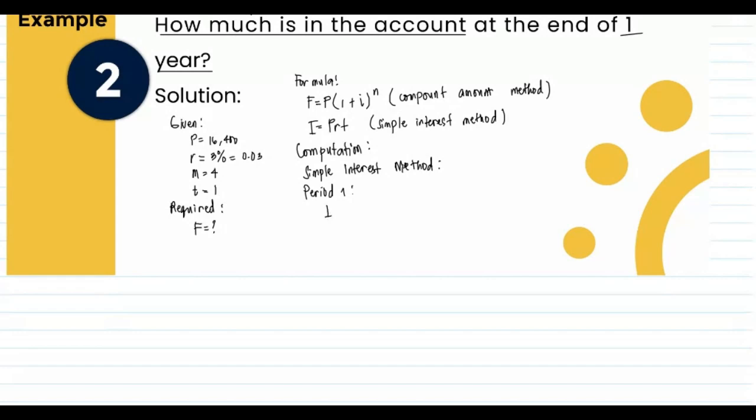So, if we are going to do period 1, that's going to be I is equal to PRT. And that will be P, which is 16,400, times the R, which is 0.03, times our year. So, since we are doing this every after 3 months, our year consists of 12 months, therefore, we are going to use 3 over 12. So, after every 3 months, this is telling us that we get our simple interest. So, 16,400 times 0.03 times 3 over 12 is how much?